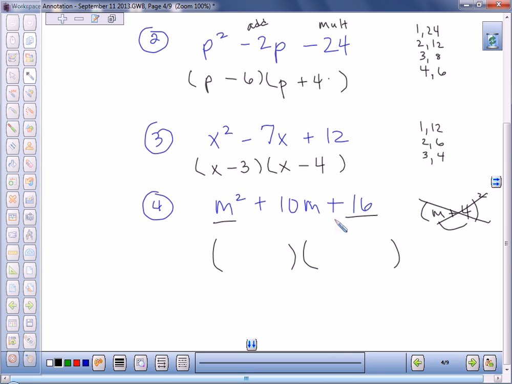But what can I multiply to get positive 16, that I can add to get positive 10? 8 and 2. Okay, how many people like Math Puzzle Day? Juliana likes Math Puzzle Day. Cool. All right. You try.